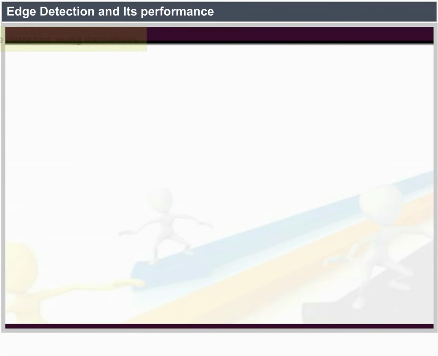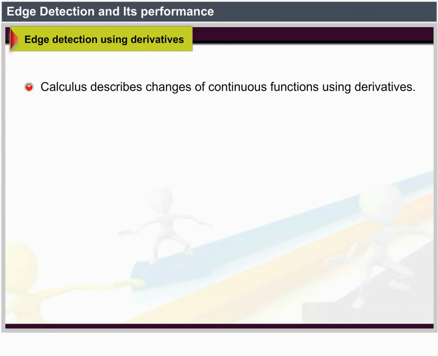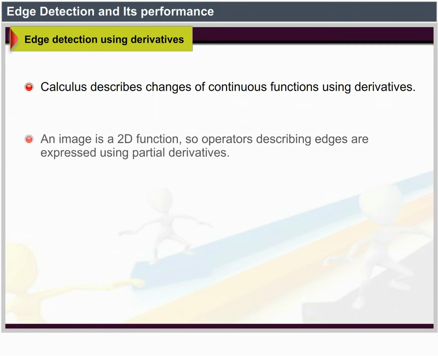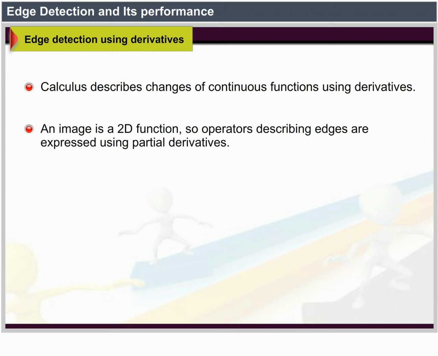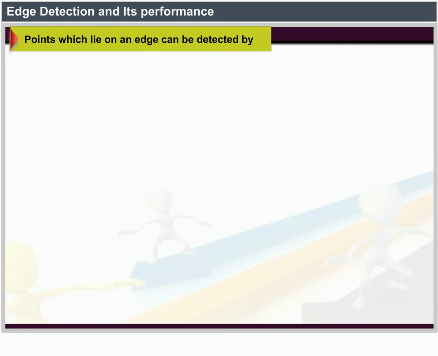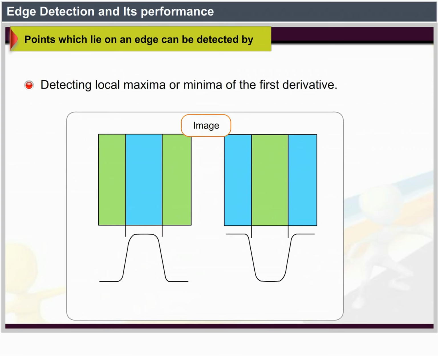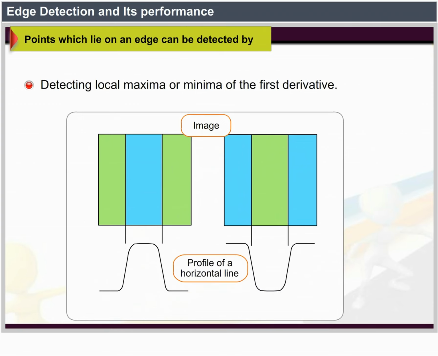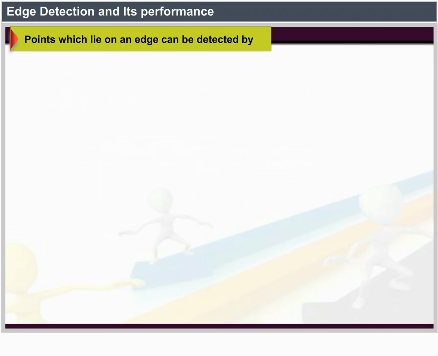Edge detection using derivatives. Calculus describes changes of continuous functions using derivatives. An image is a 2D function, so operators describing edges are expressed using partial derivatives. Points which lie on an edge can be detected by detecting local maxima or minima of the first derivative, or by detecting the zero crossing of the second derivative.